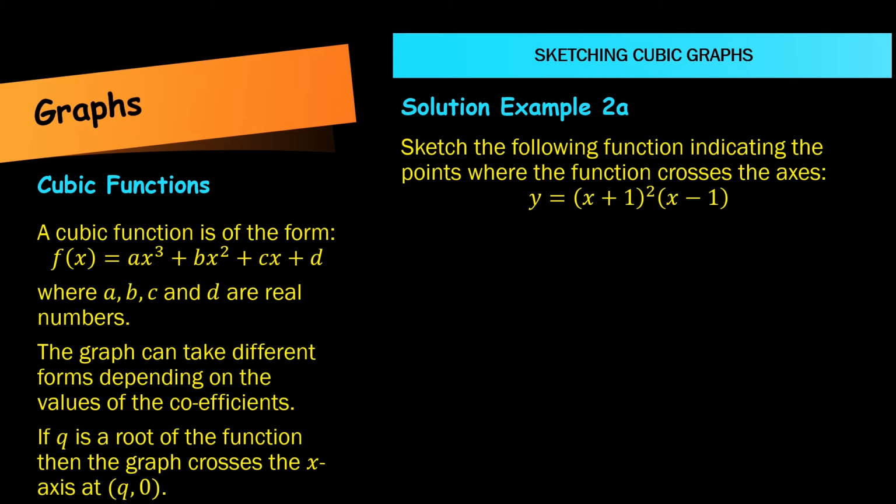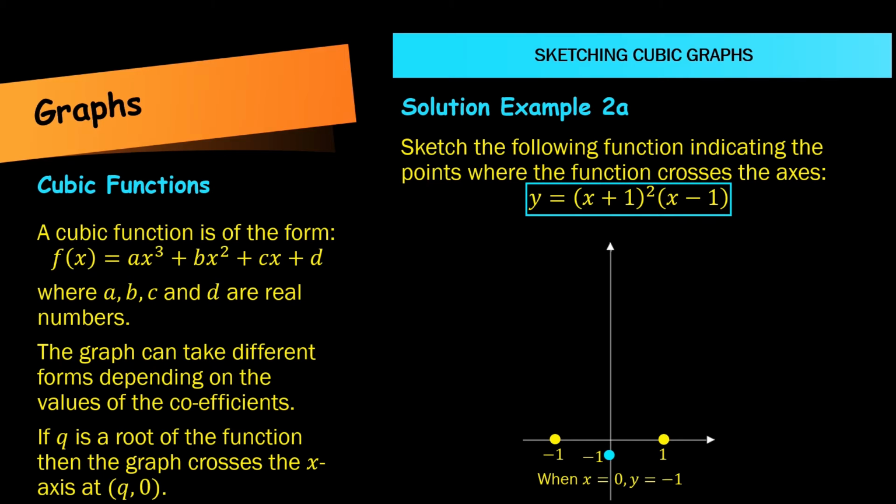Now let's solve example 2a. We are required to sketch the function y equals (x plus 1) all squared times (x minus 1), indicating the points where the function crosses the axes. So let's solve this. When y equals 0, x equals minus 1, or x equals 1. And when x equals 0, y equals minus 1.